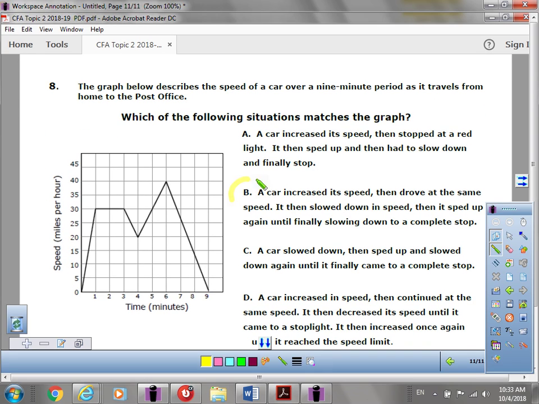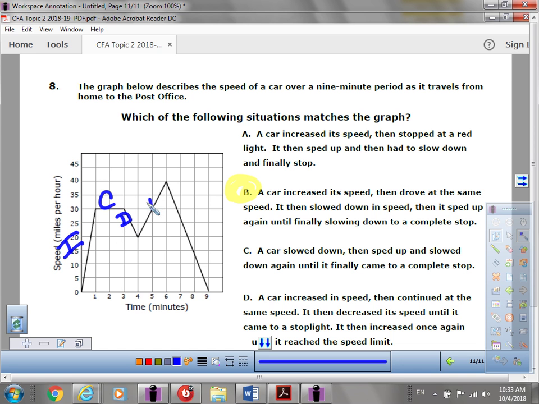This one was B, and really all you had to do is read the graph. Notice here there's an increase. Here it's constant. Here is a decrease. Here is an increase. Here is a decrease. Over here it would have stopped. And if you look at B, it matches perfectly. Increase. And then it says same. Okay, that's constant. And then it says slow down. There it is right there, the decrease. Sped up. Increase. I mean, it's word for word. It fits the graph perfectly.